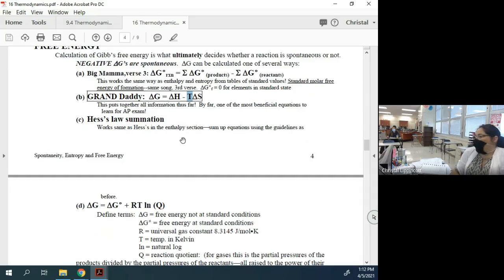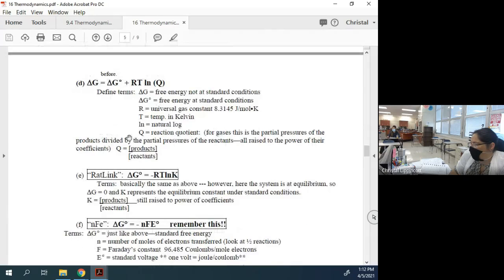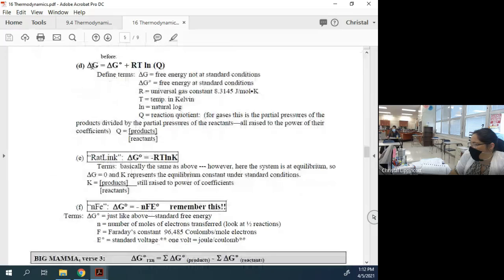Okay, so Hess's law works the same as Hess's law in the enthalpy section. We just sum it up, and we can end up getting a new equation. Okay, so this equation you're not actually going to have to do on the AP exam. I think it's still important that you see it, you understand it, you know what's going on, but you are not going to have to do this on the AP exam. They pulled this one out of the curriculum.